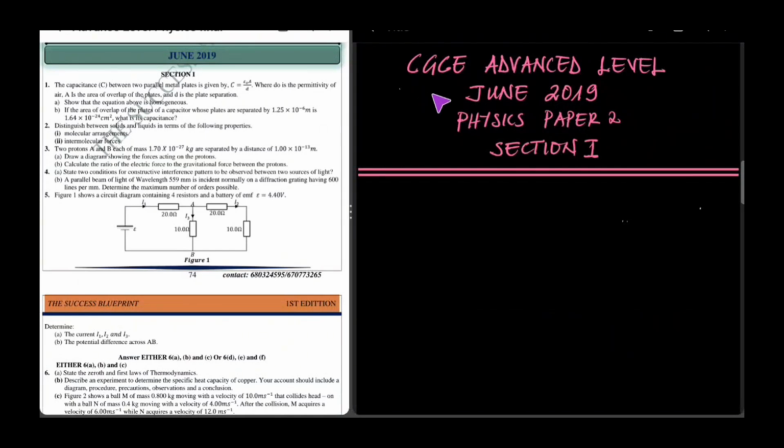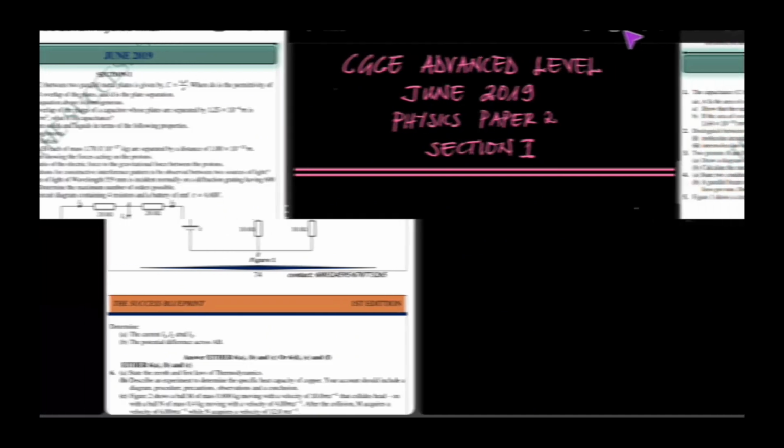So today we'll be looking at Cameroon GCE Advanced Level June 2019 Physics Paper 2 Section 1. Without wasting much of your time, let's dive straight into the questions.